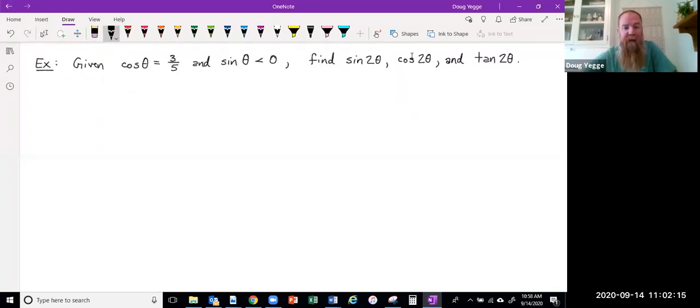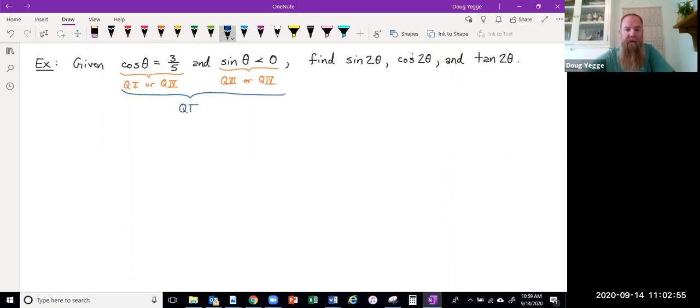Take a look at this first example. We can see that we're given a value of cosine of theta, which is 3/5. So I know that because cosine is positive, that means that the x-coordinate is positive. So that means that we're either in quadrant 1 or in quadrant 4. Now, we're also told that sine of theta is negative. That means that the y-coordinate is negative, so we must be in either quadrant 3 or quadrant 4. And so what we could tell here is that we must be in quadrant 4 because both must be true.